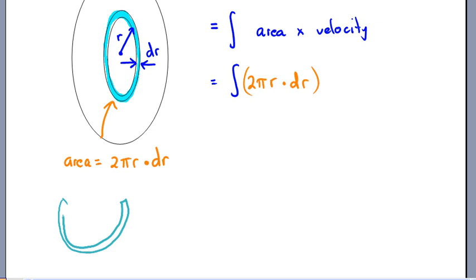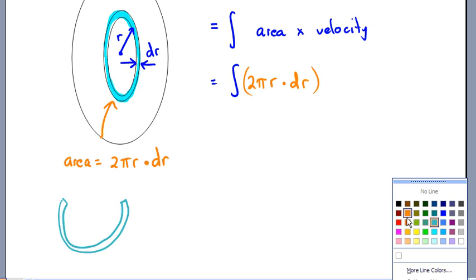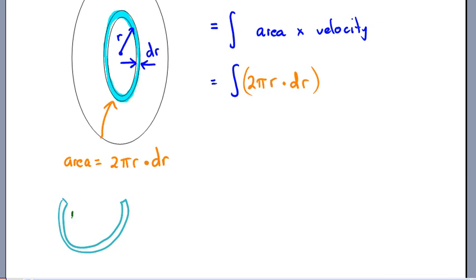I know it's curved, but you can think about it being like a wrapped around rectangle, and its distance this way is just the circumference of the circle, 2 pi r. And then you have to think about, well, how thick is this sidewalk? Well, that's just some small little change in r that we're doing. That's the dr. Okay, well, that's the area, 2 pi r times dr.